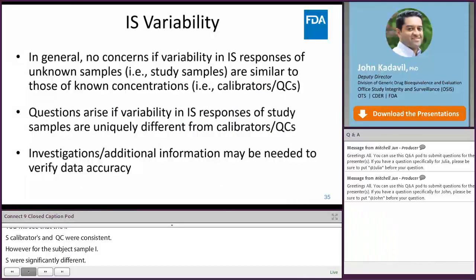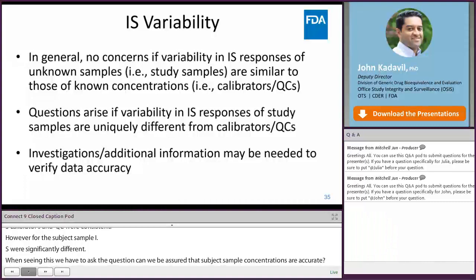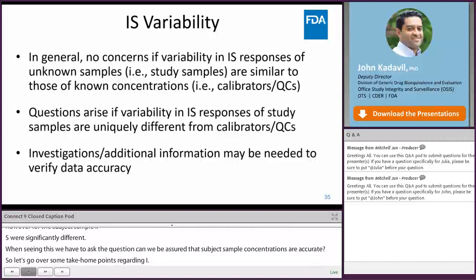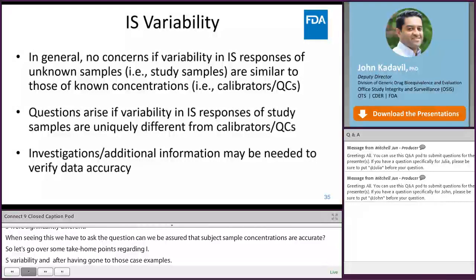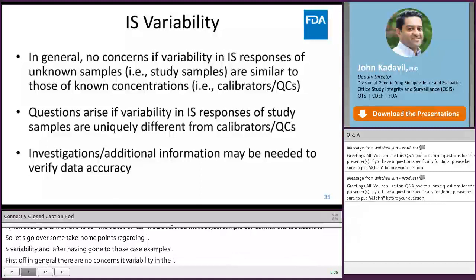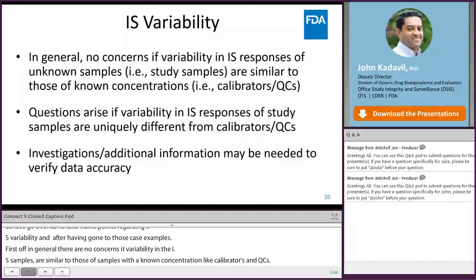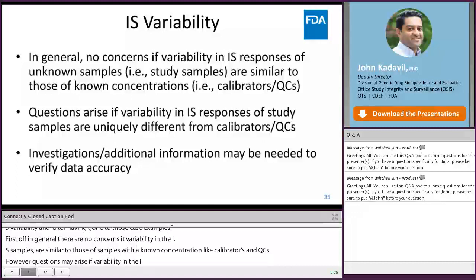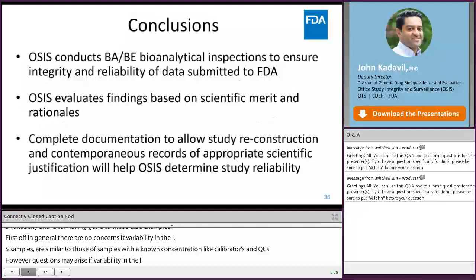So let's go over some take-home points regarding IS variability after having gone through those case examples. First off, in general, there are no concerns if variability in IS responses of unknown samples, that being study samples, are similar to those of samples with known concentrations, that being calibrators and QCs. However, questions may arise if variability in IS responses of study samples are uniquely different from calibrators and QCs. Please note that investigations or additional information may be needed to verify data accuracy.